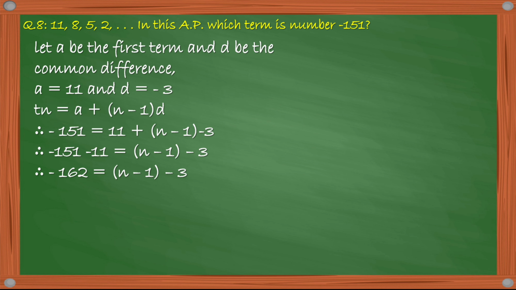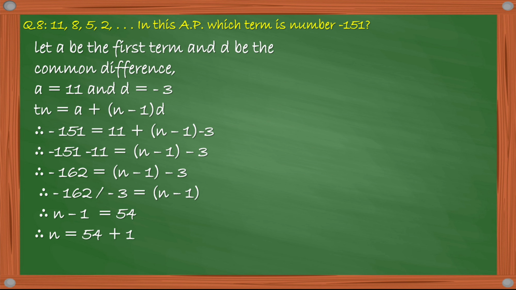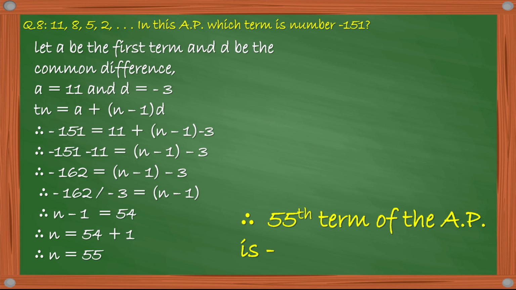This minus 3 is in multiplication, so it will go to the other side into the denominator. Minus minus will get cancelled. You have to divide 162 by 3. When you divide, you get 54. Minus 1 we will take on that side, it will become plus 1. So here the value of n is 55. Therefore the 55th term of the AP is minus 151.